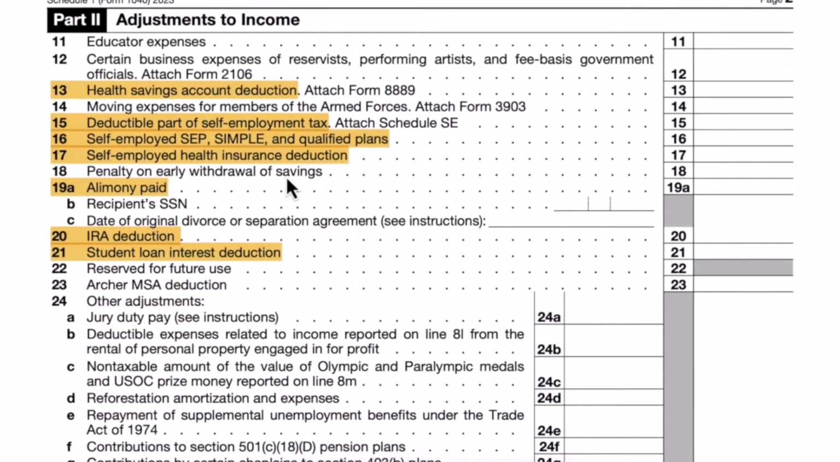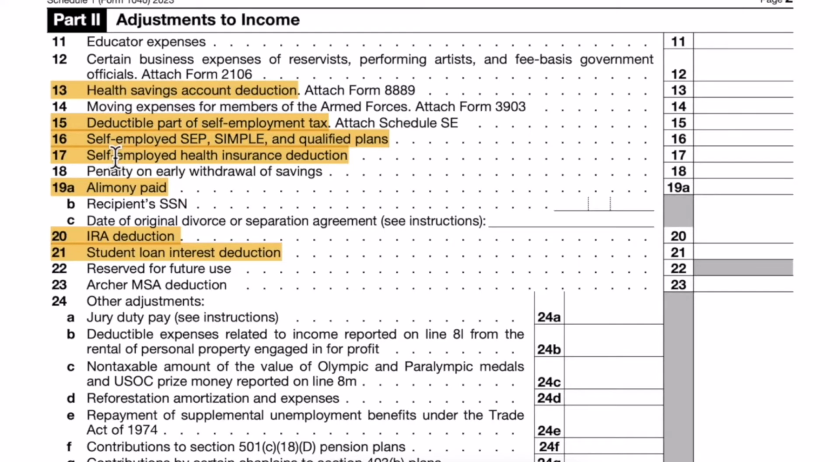And again, I highlighted the most common types of adjustments, but as you can see, there are tons of other adjustments. Most common ones are contributions you've made to a health savings account like an HSA. If you are self-employed, 1/2 of that self-employment tax is deductible, so that shows up here. If you contribute to a SEP IRA, a simple IRA, or any type of qualified plan, that would also be an adjustment to income. Self-employed health insurance.